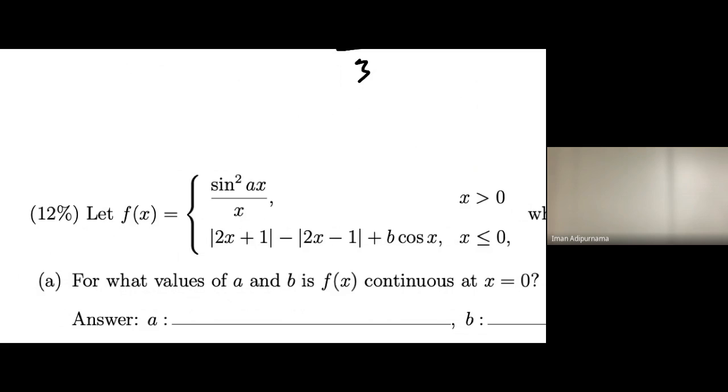So of course we need the left-hand limit and the right-hand limit. And the key here is this absolute value. Remember, if the expression inside is negative, then it should be changed to negative so that it becomes positive. So use the left-hand and right-hand limits to find a and b.